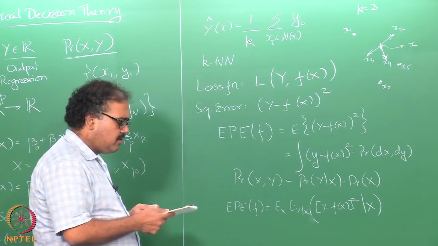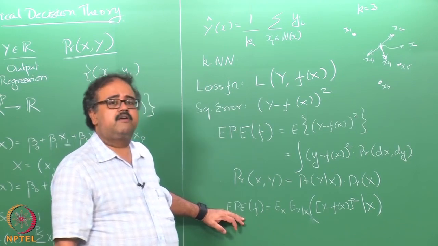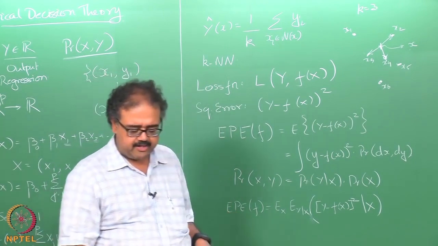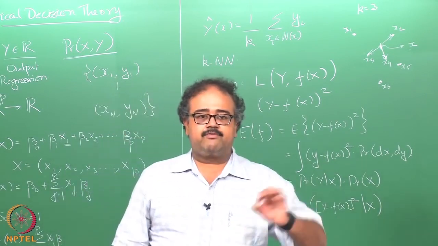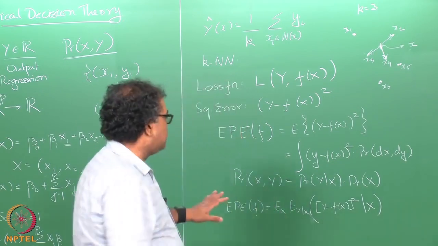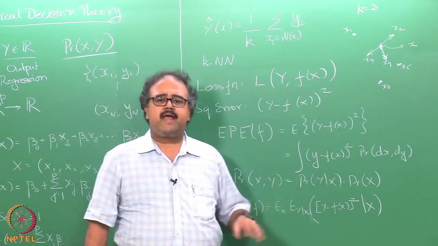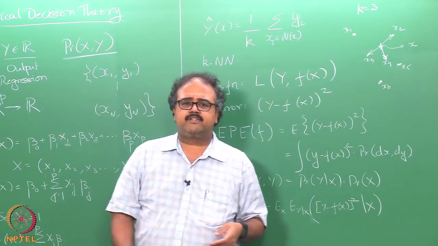So, now I can try to find the minimum of this prediction error by conditioning on a specific value for x. So, I will not look at this expectation. I am not making any assumptions about f. I am just assuming that f can be anything, like any function in the world.